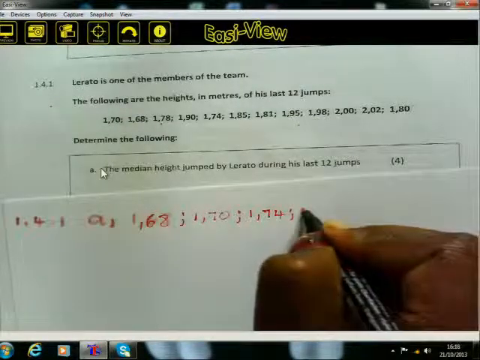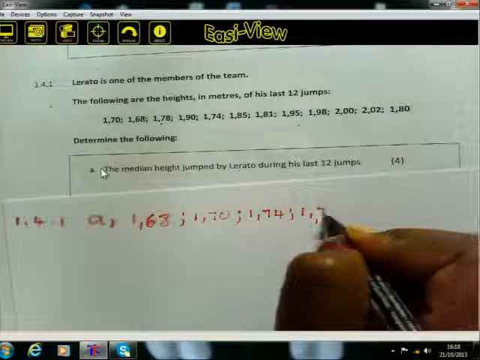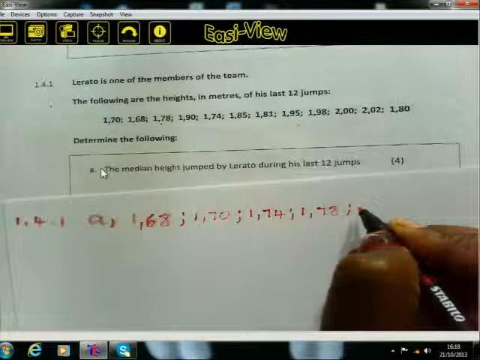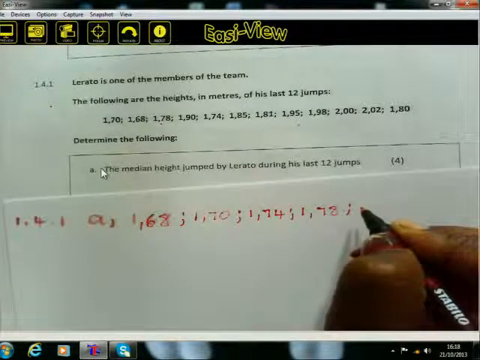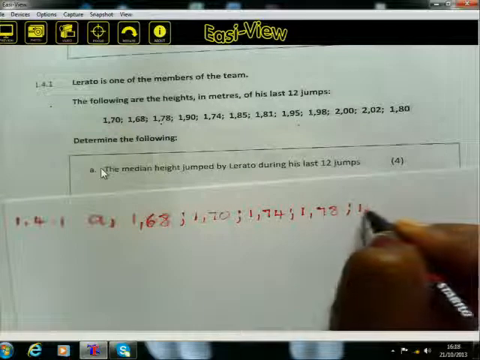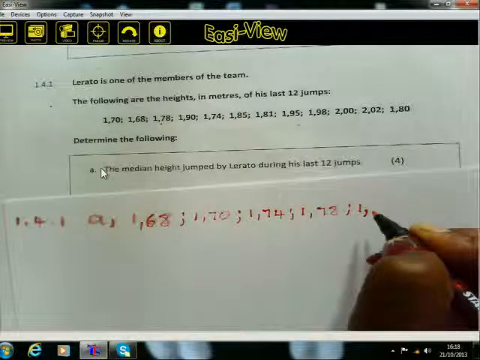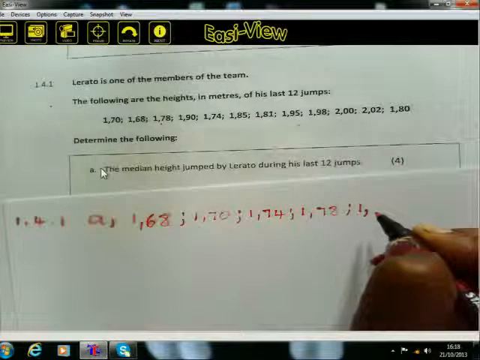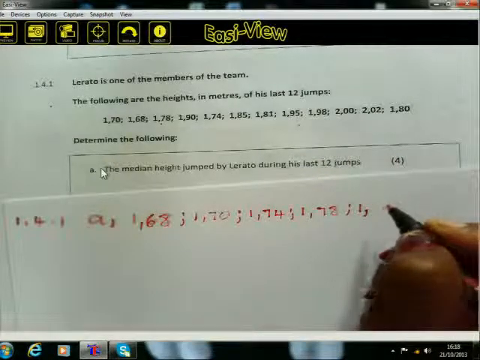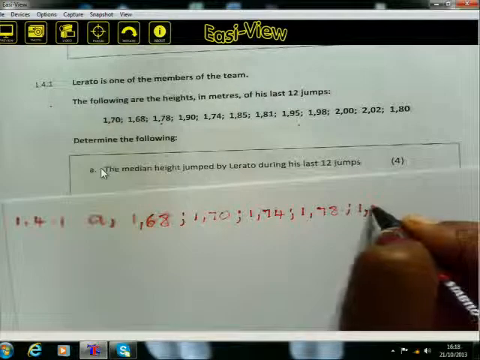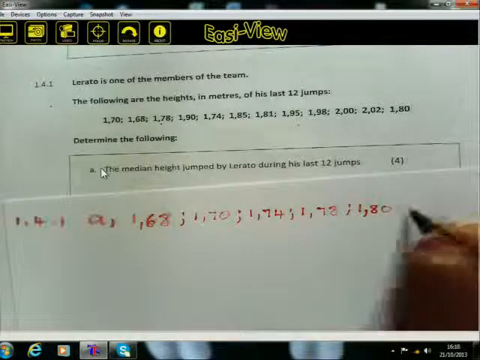1,74 semicolon. Then you check. Then we have found 1,78 semicolon. Another number will be 1,80. Can you see that? I'm giving you time to see it. It is at the end of your data. 1,80 semicolon.